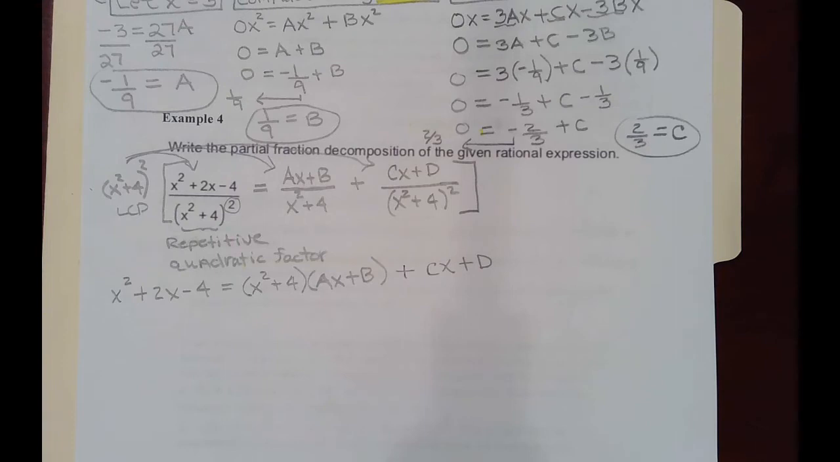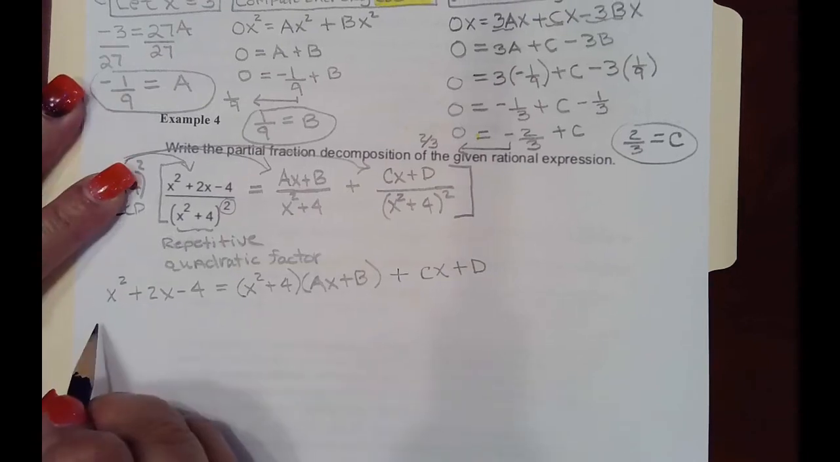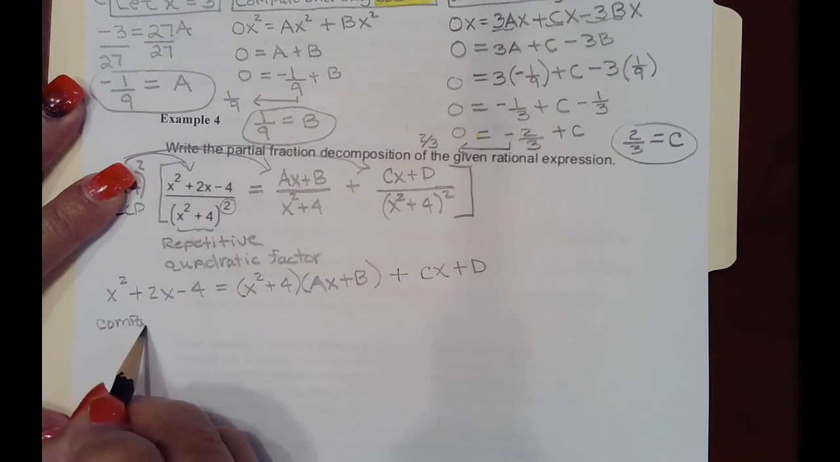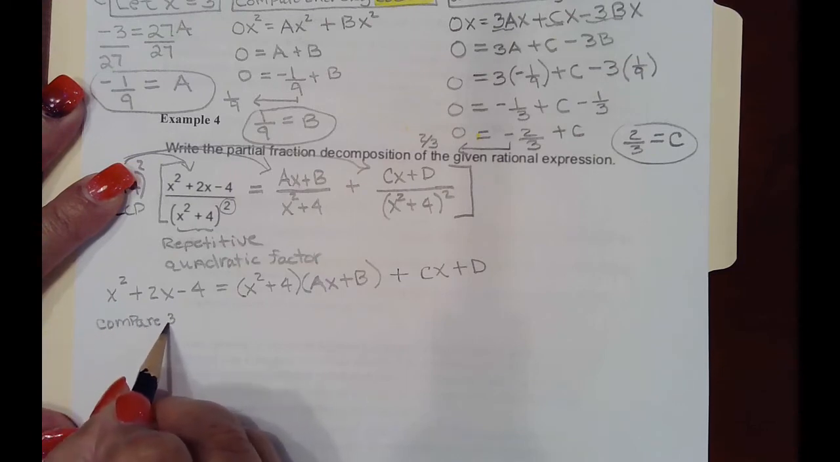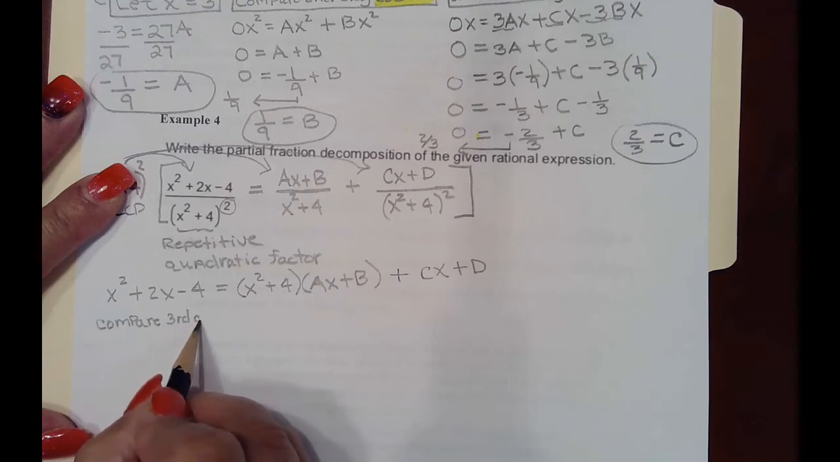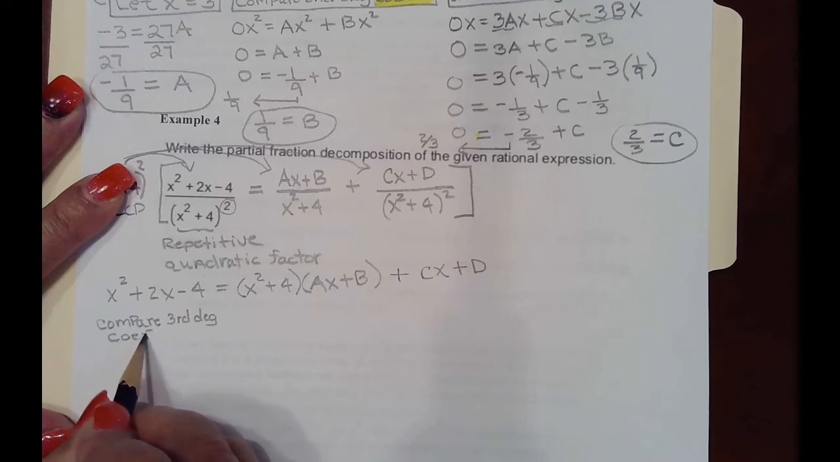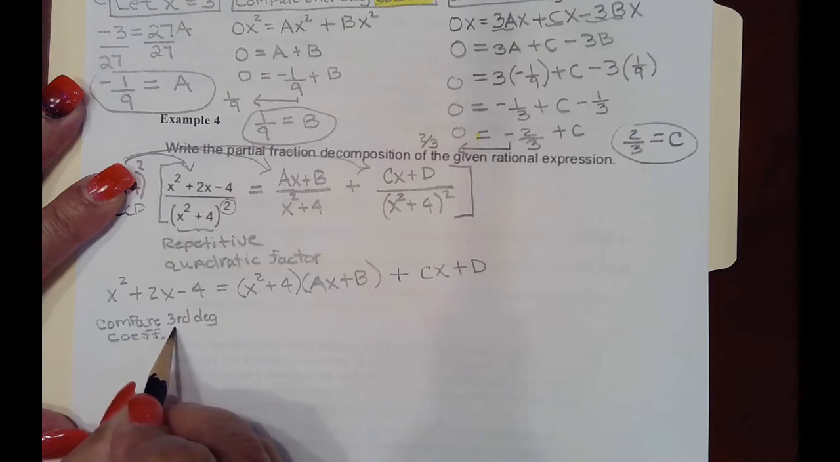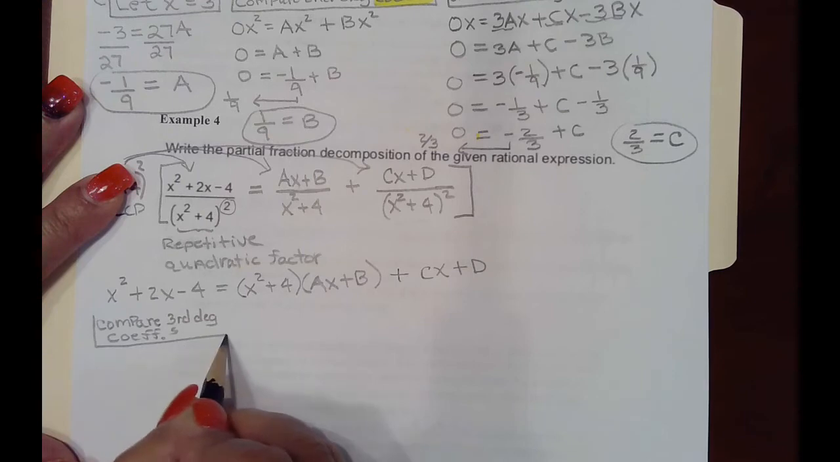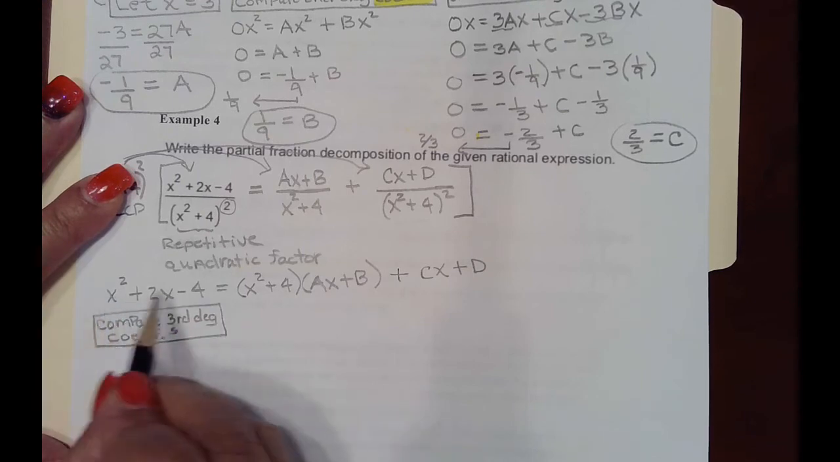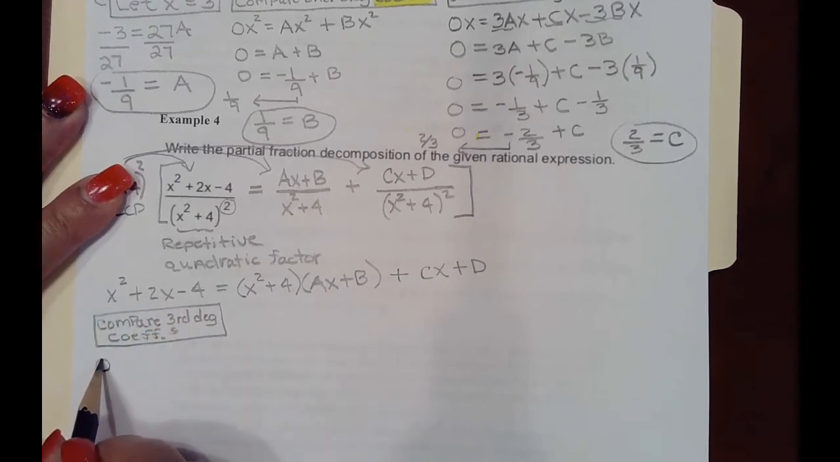Okay, let's start off with, we actually have third degree in this problem. Why don't we start there? Okay, we're going to compare third degree, ultimately going for the coefficients. On the left side, there are 0 of the third degree term. There are none.